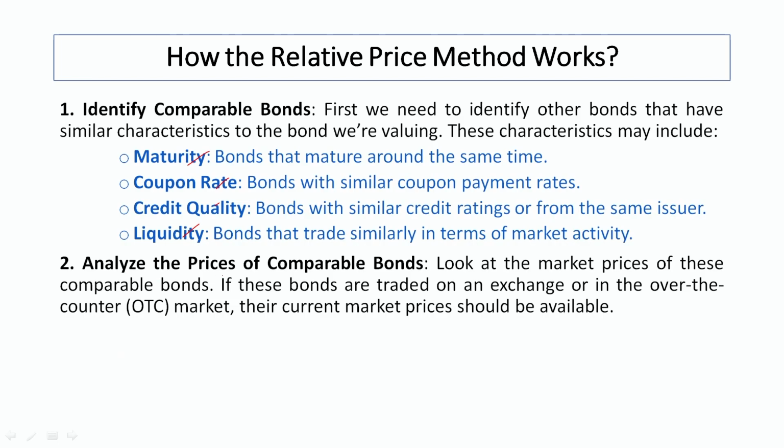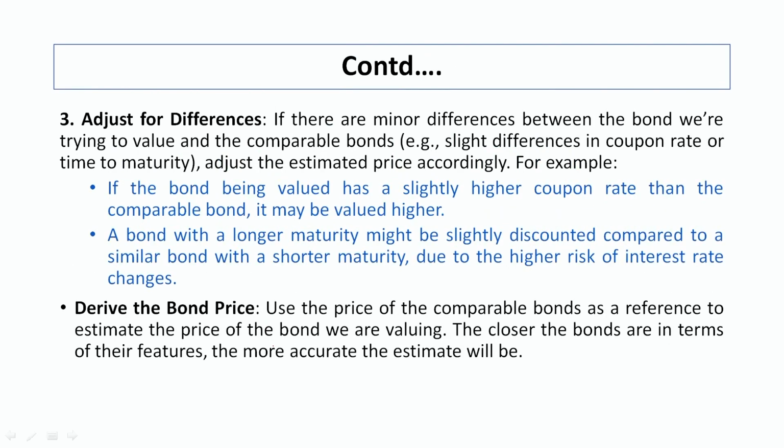Then second, analyze the prices of the comparable bonds. So, look at the market prices of these comparable bonds. If the bonds are traded on OTC or an exchange, then current prices are easily available. Otherwise, it becomes very difficult to go for further calculation. So, if it is a tradable bond with liquidity in the market, listed on the exchange or traded over the counter, we have the list of prices with us.